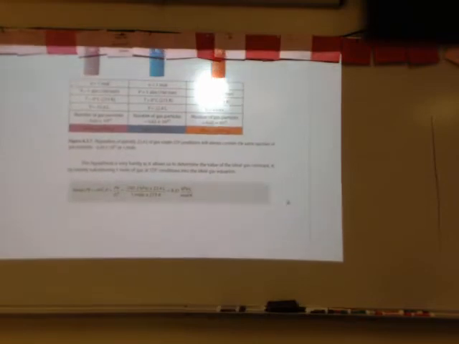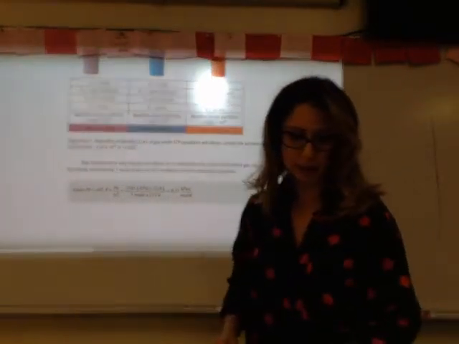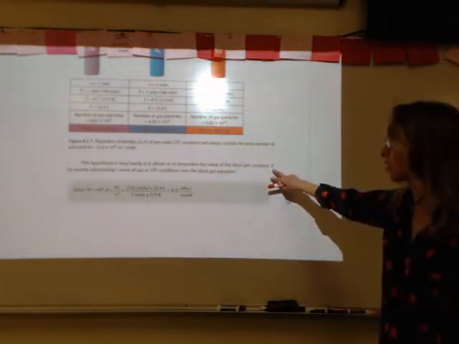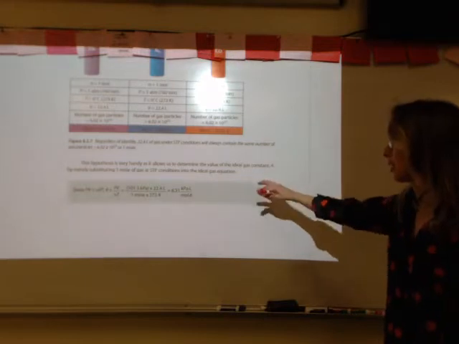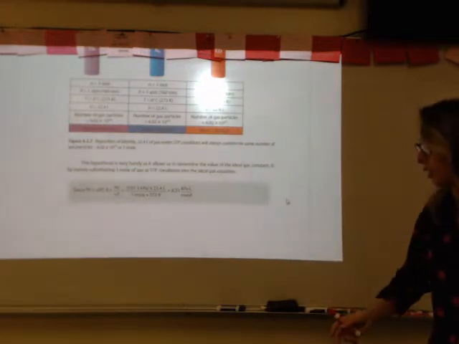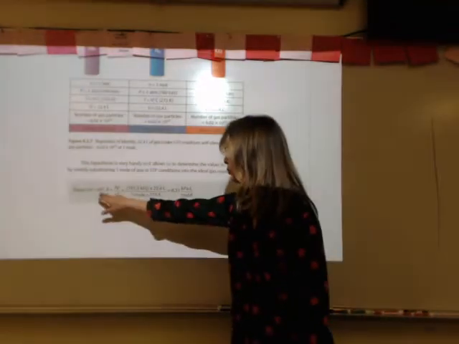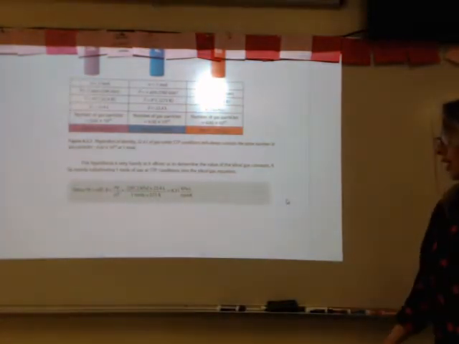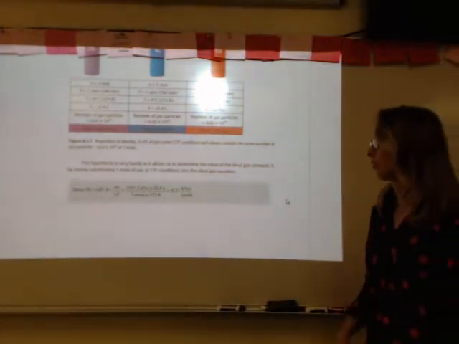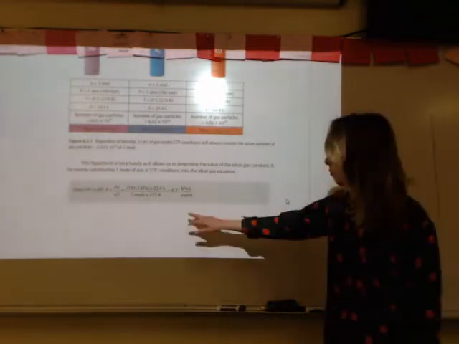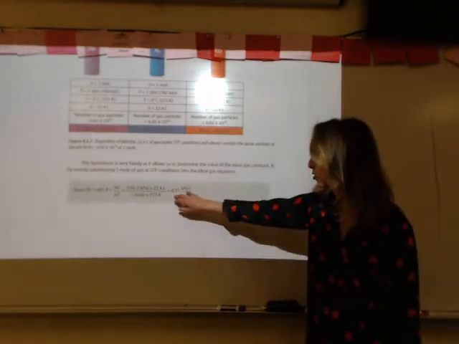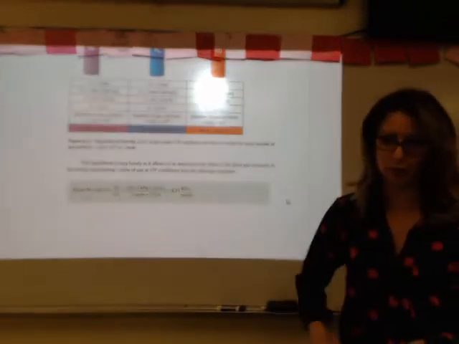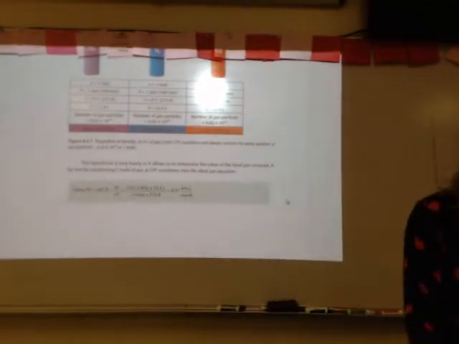So regardless of the identity, 22.4 liters of gas under standard temperature and pressure conditions, which is 273 Kelvin and 1 atmosphere, will always contain the same number of gas particles, which is 6.02 times 10 to the 23rd, or a mole. And that hypothesis allows us to determine the value of the ideal gas constant R by substituting a mole of gas at STP conditions into the ideal gas equation, PV equals nRT. So if we rearrange PV equals nRT for R, we're going to get 8.31 kilopascals times liters over moles times Kelvin. R has a fraction unit. If your pressure is in kilopascals, you want to use this 8.31 for the R value because you have to make sure that your pressure units are going to cancel.